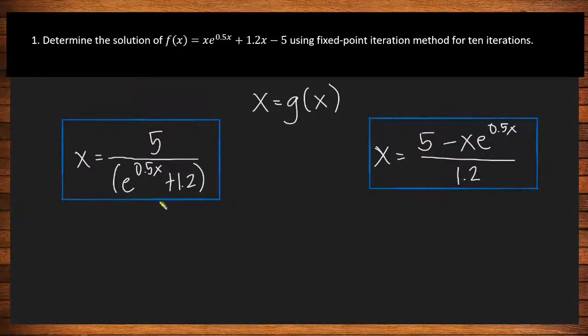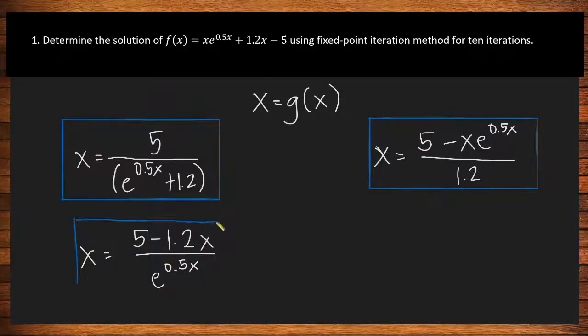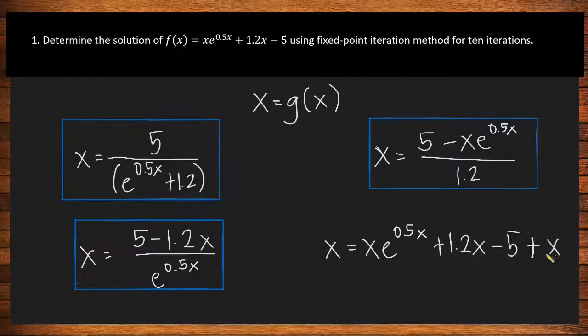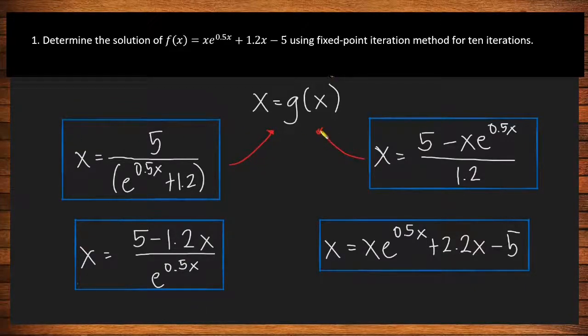So pwede din natin gawin is we can isolate the first term and then divide the whole equation by e raised to 0.5 of x. So ito naman yung magiging resulta niya. Or what we can do is we can simply add x to both sides of our equation here. So we will now have this function. As you can see, napakaraming ways na pwede nating i-transform yung given equation or given function natin into our iteration formula, yung x equal to g of x. So again, x is nasa isang side and then we have a function of x on the other side.